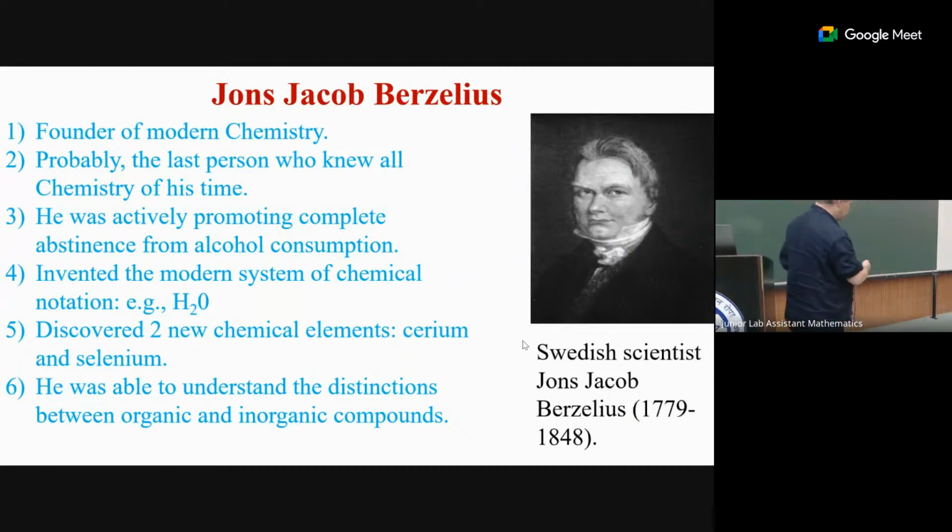He also discovered two new chemical elements: one is cerium, another one is selenium. He did all possible things in organic chemistry in those times. And he was the first to give a definition of what is an organic compound versus an inorganic compound. So anyway, Berzelius was a very smart person.